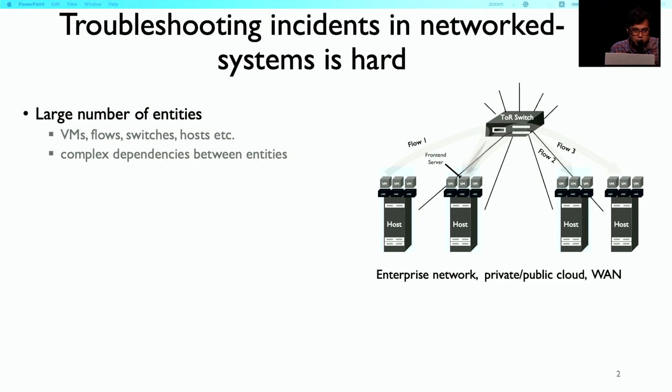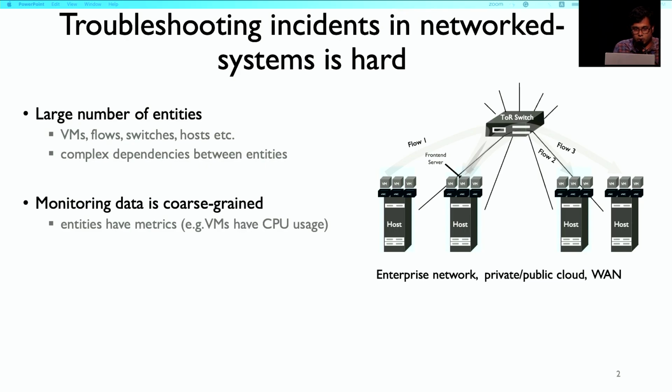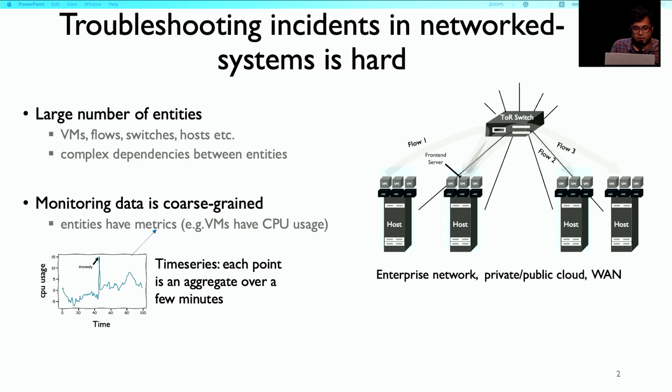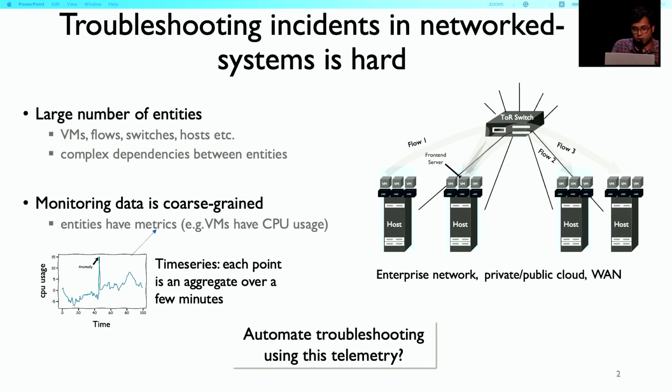Another reason for complex troubleshooting is that the common monitoring data that's available is often coarse-grained. Typically, entities have metrics. For example, a VM will have a metric for CPU usage. And each of these metrics is a time series where each point is an aggregate over a few minutes. This monitoring information comprising entities and time series metrics is quite common in environments such as enterprise networks, cloud environments, WANs, etc. And so it's an important goal to automate troubleshooting using this telemetry.